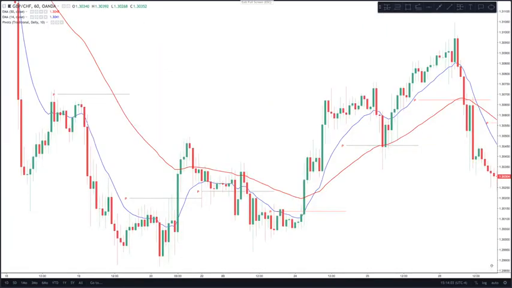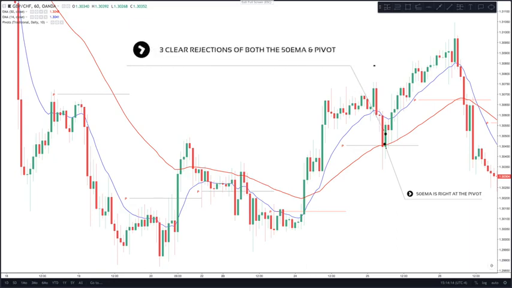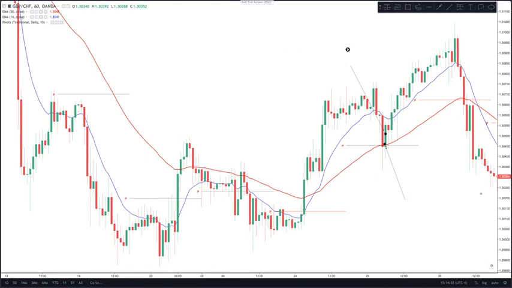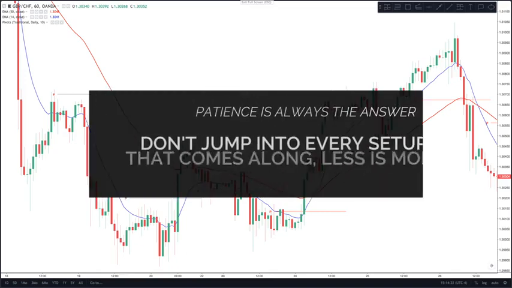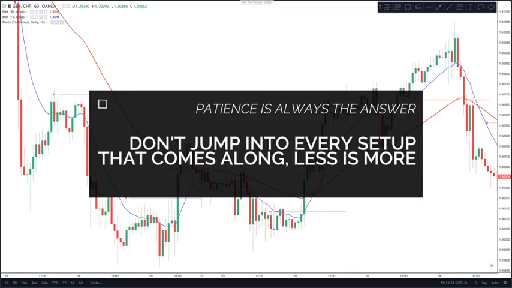Now this is a very key point. The best trades are when you see the 50 EMA lining up right at the pivot, which is exactly what we have here. We then have 3 candles rejecting and respecting both the 50 EMA and the pivot for a perfect 1-for-1 trade entry.